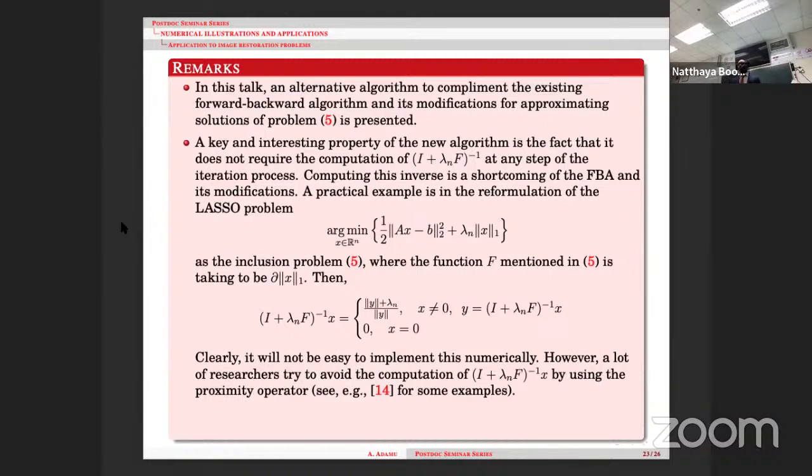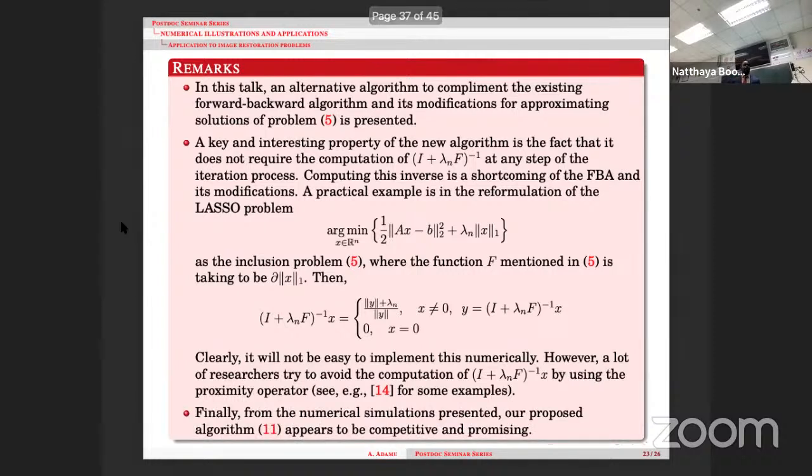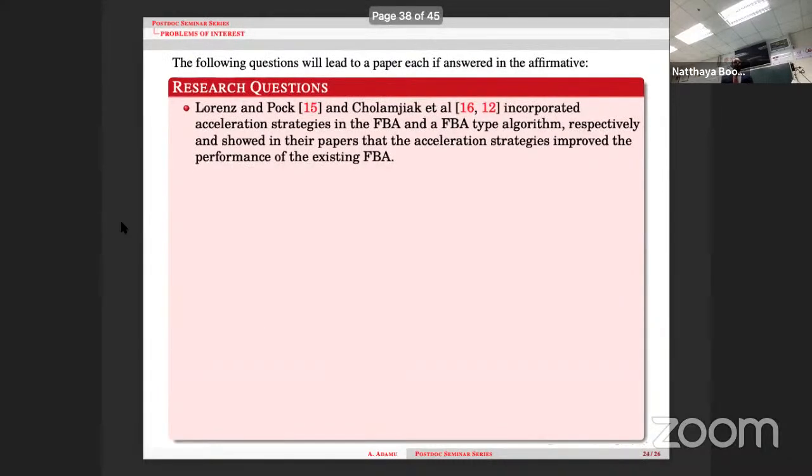So in a case where one gets stuck with such a problem, our algorithm can come in place as an alternative to the forward-backward. However, some researchers have also tried to avoid this computation by using the proximity operator. This also goes back to solving another convex minimization problem, but our algorithm does not require that. Finally, from the numerical simulations presented, our proposed algorithm 11 appears to be competitive and promising, as you can see in the examples we considered.